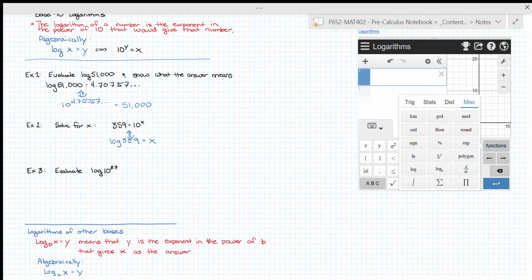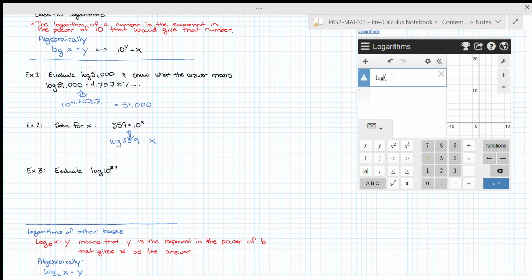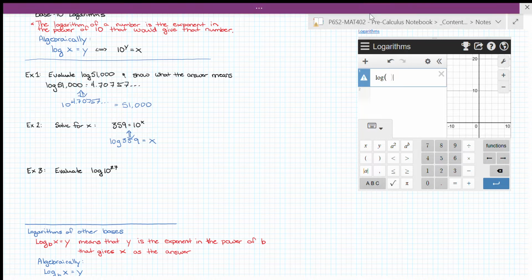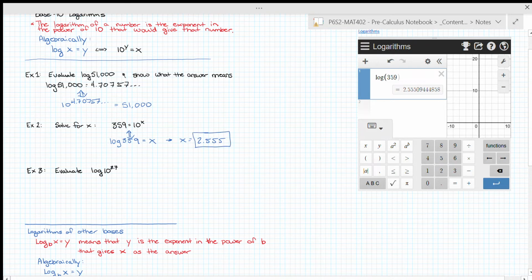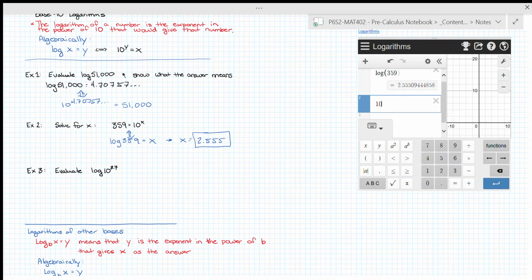So again, functions, miscellaneous, logs, the log of 359 gives me 2.555, right? I get x is 2.555, my exponent in the power of 10 that would give me that. And just again to check, what is 10 to the 2.555094? I get that that is my answer there, right?